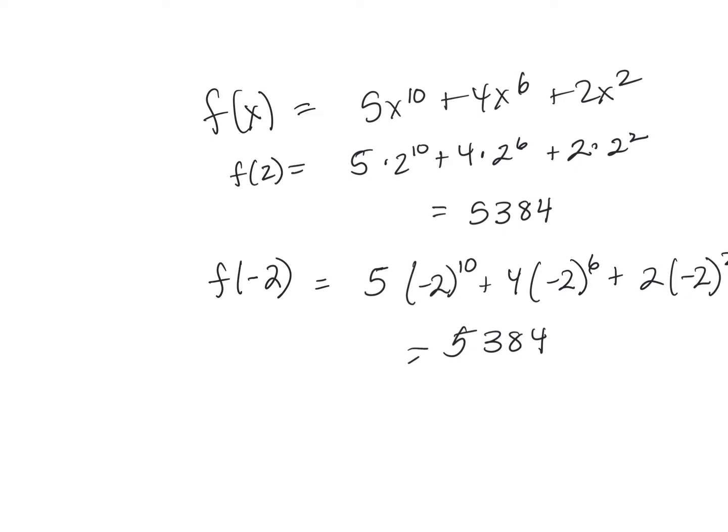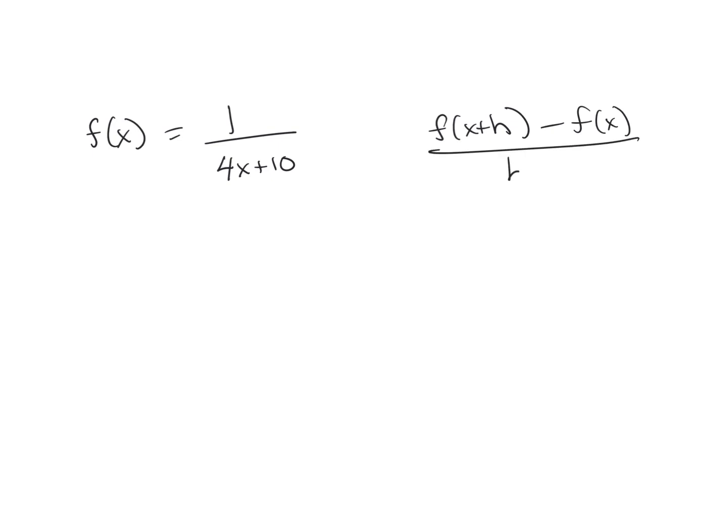I get the same thing when I put opposites in: same things in, same things out. That tells me that it is even. So if you don't like testing with variables, always just test with a whole number. If you get the same number out, you know it's even. If you get the same number out but it's different by a sign, like one is positive and one is negative, then you know it's odd. And if you get 2 completely different numbers, then you know it's neither.